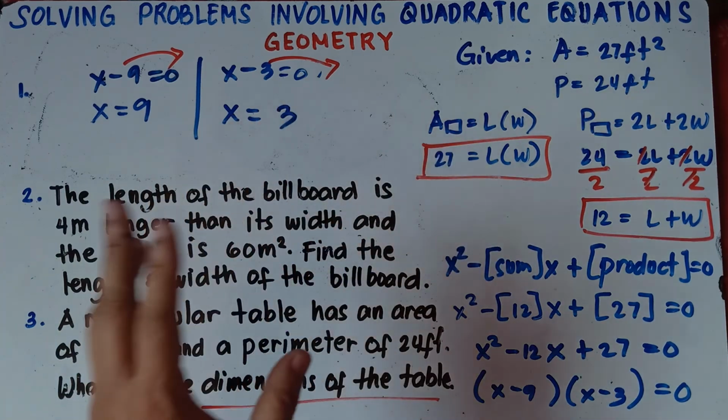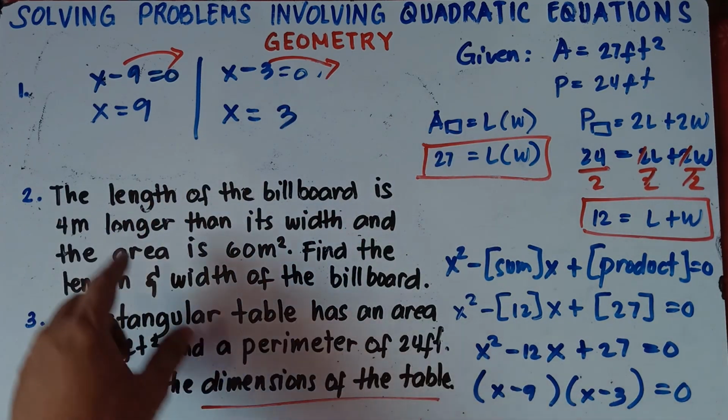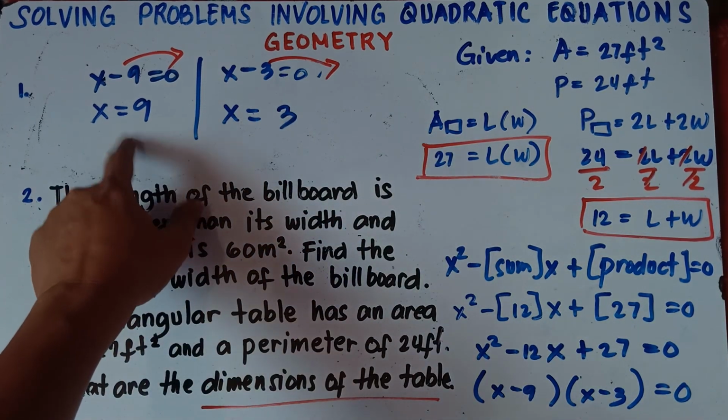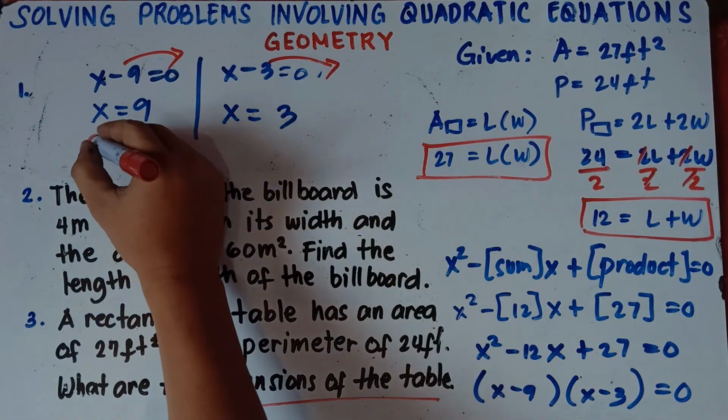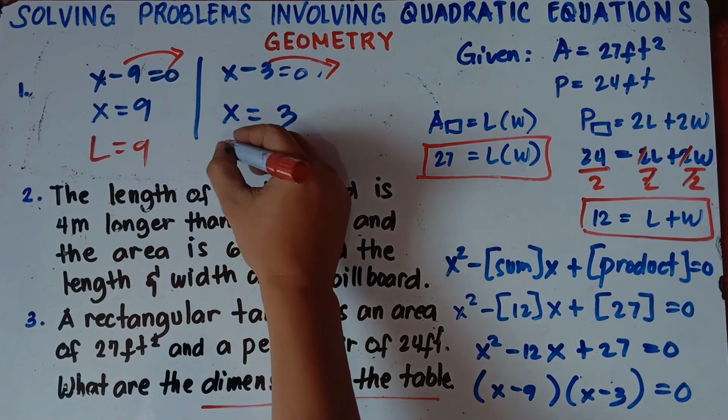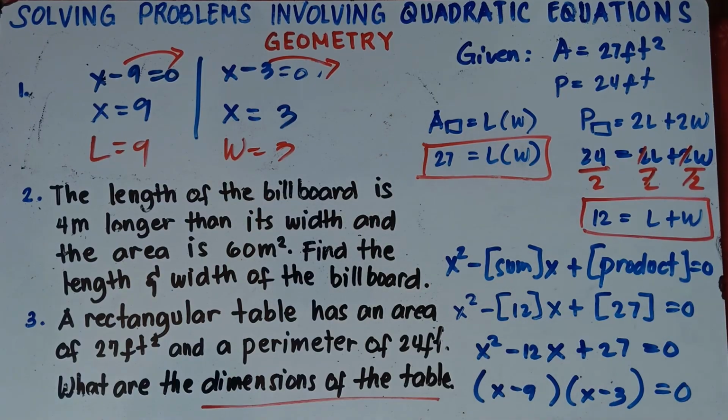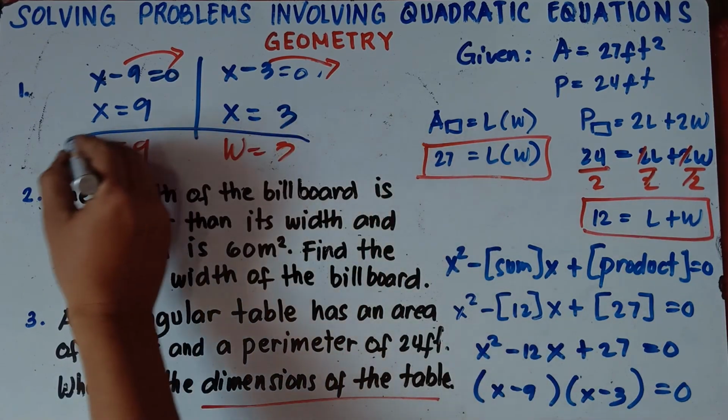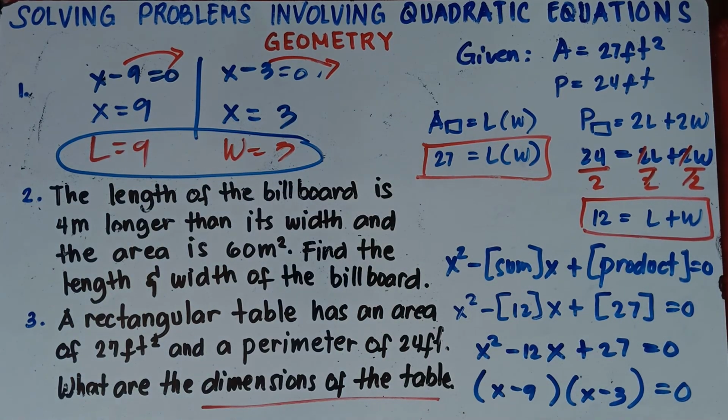Now, since length is always greater than its width, the length here, class, is 9. So our length is equal to 9 and our width is equal to 3. That's it, class. That's the answer for number 3. Easy, right? For number 3.